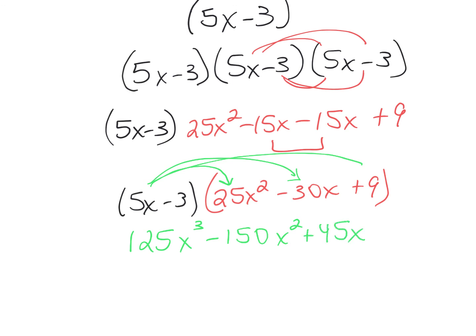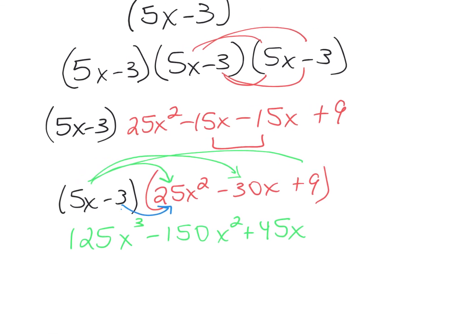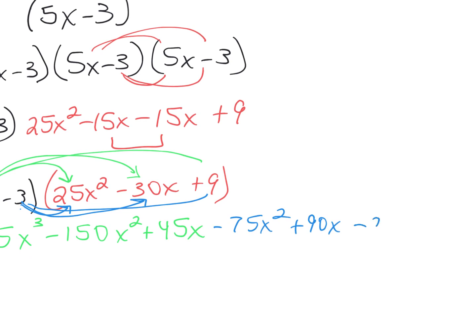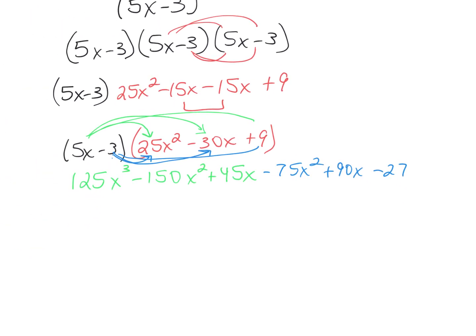45x. Great. And now we take our second term, which is negative 3. So negative 3 times 25x squared. Negative 75x squared. Negative 3 times negative 30x. Positive 90x. And negative 3 times 9 is negative 27. And the last thing I do is combine like terms. So the highest exponent I have is cubed, right? 125x cubed. Anything else have an x cubed to it? All right, so we just rewrite that.